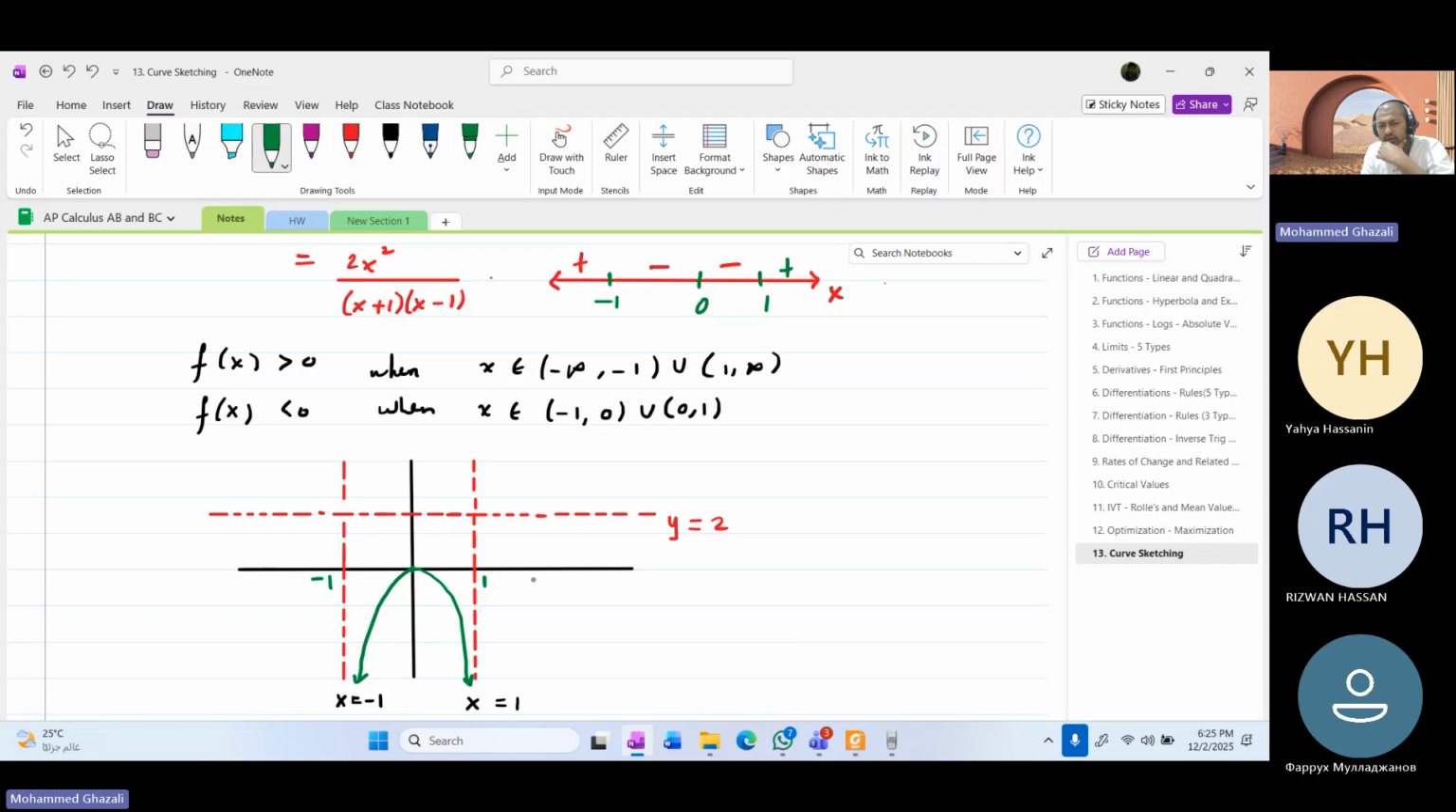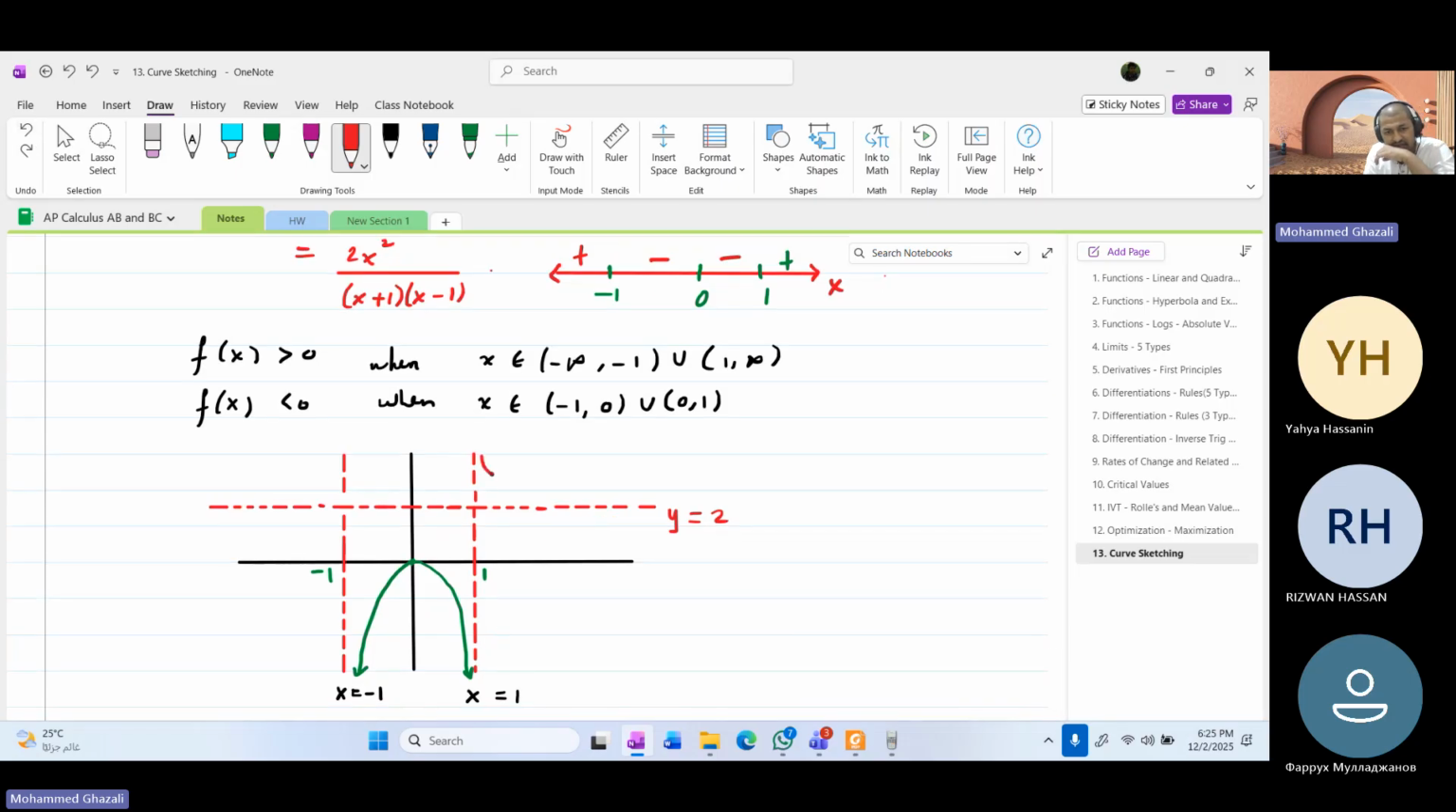Now, what's happening after 1? Can I draw a graph somewhere around here? It's impossible for me to draw a graph here because I don't have intercepts. After 1, where's the graph? After 1, this is where the graph is. It can only be there. It's positive. And before -1, I can't draw a graph here because it's going to cut the x-axis, and I don't have x-intercepts there. I only have the x-intercept at 0. So the next graph is here.